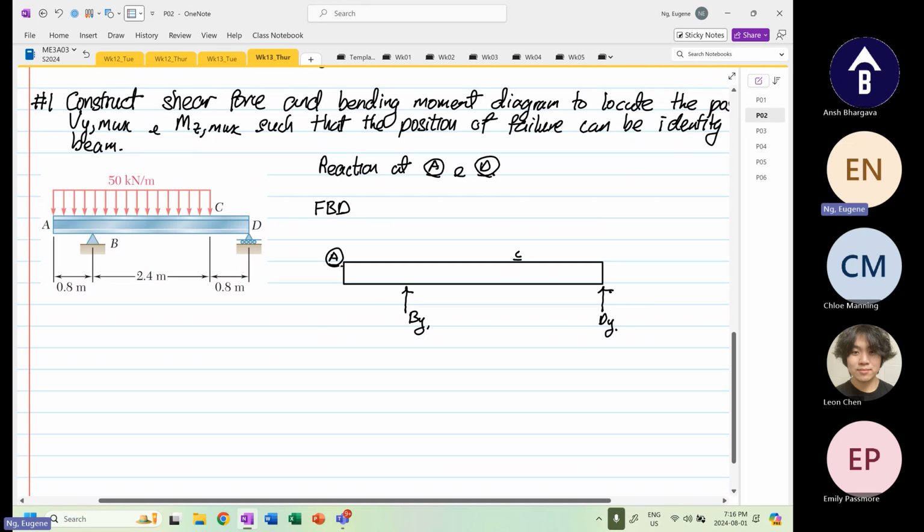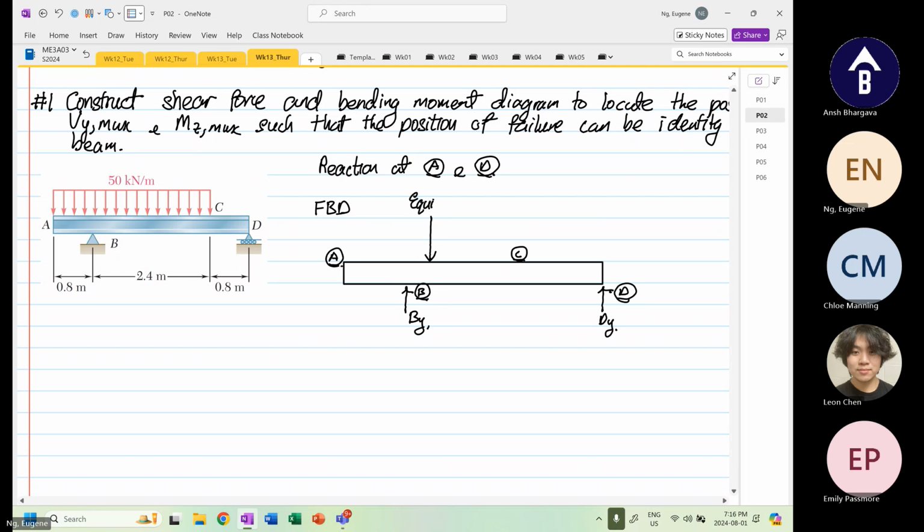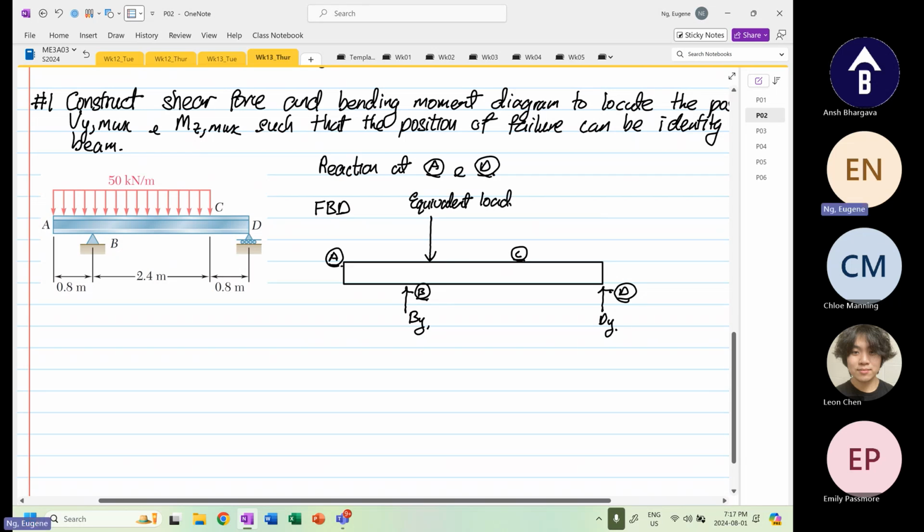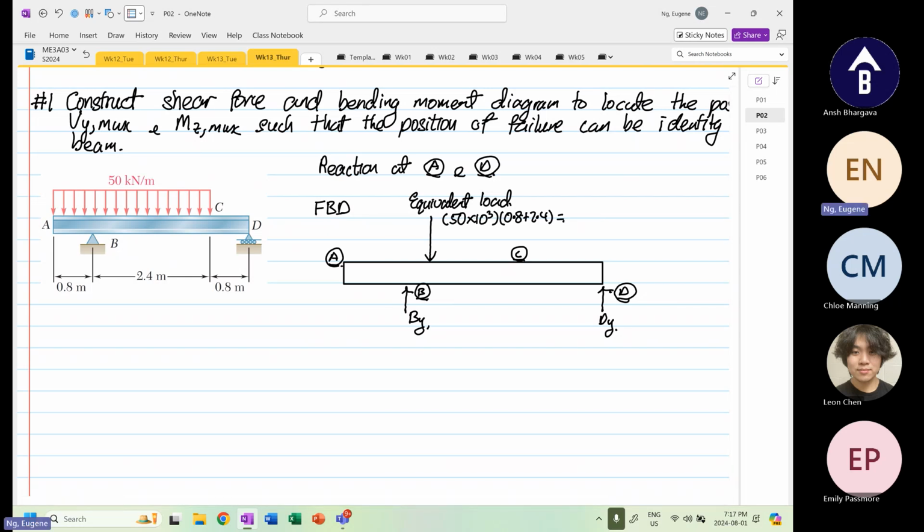And we have our point C somewhere over here. This is our point B. And this is our point D. And over here, we have an equivalent load. So this equivalent load is 50 times 10 to the power 3, 0.8 plus 2.4. So this will be equal to 0.8 plus 2.4 times 50 times 10 to the power 3, which is equal to 160,000.